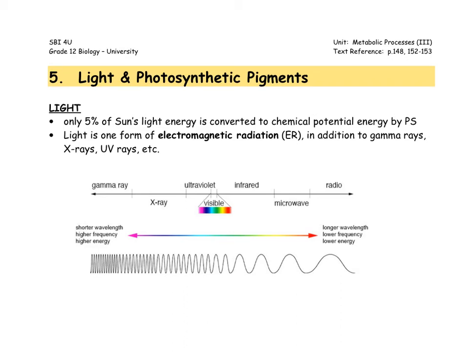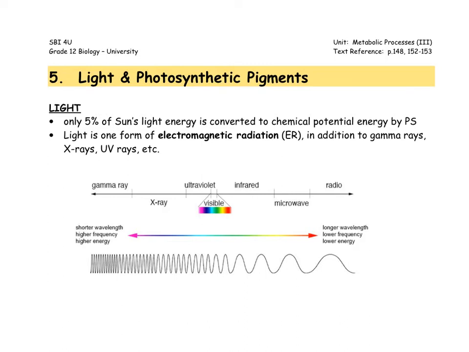So in today's lesson, we're going to be discussing light and photosynthetic pigments. You'll know from previous lessons that chlorophyll A and chlorophyll B are two very significant photosynthetic pigments, but there are more than just the two that were mentioned previously. There are others, and so we're going to bring that into our conversation today.